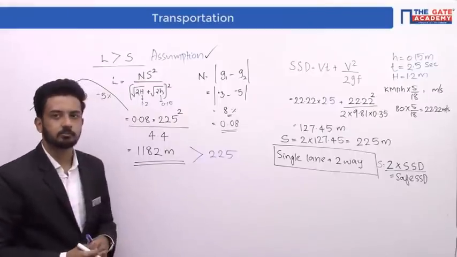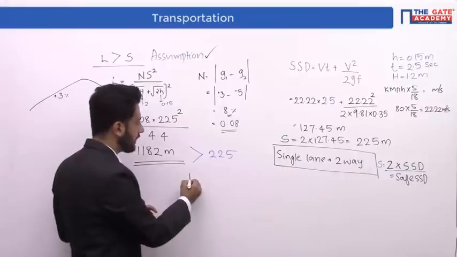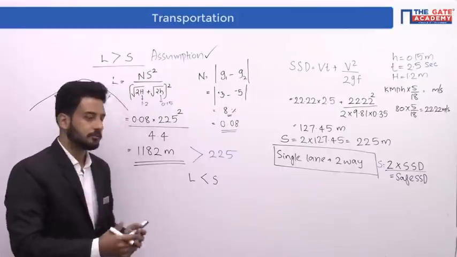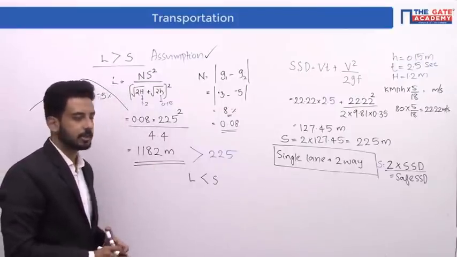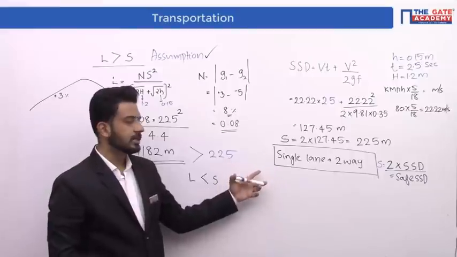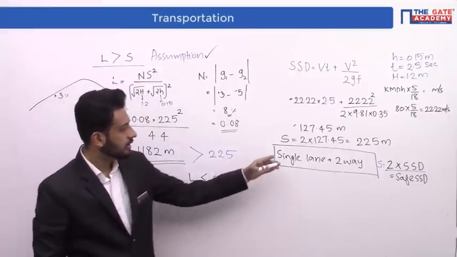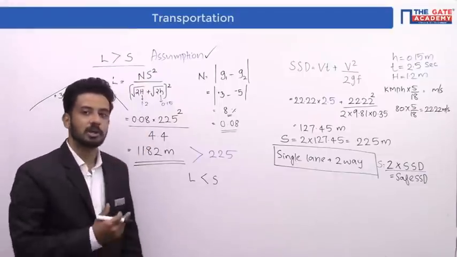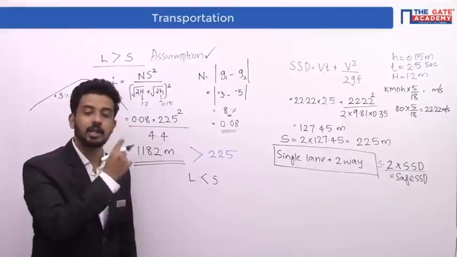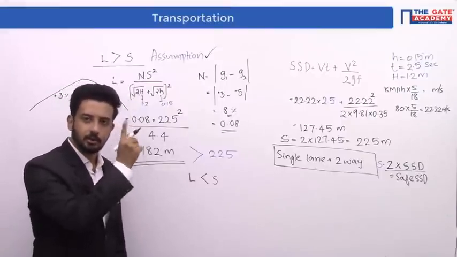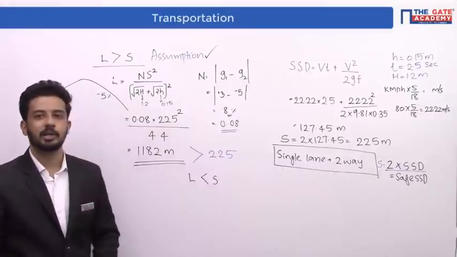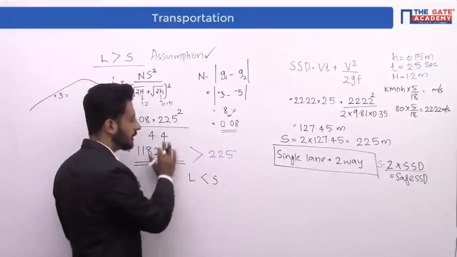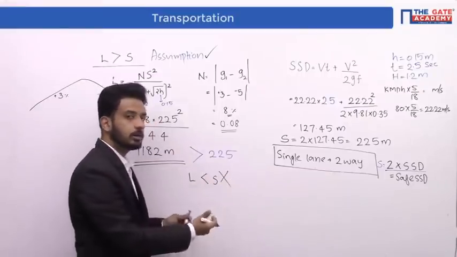After calculation, we got some value of L which is less than S after checking. After obtaining the value of the length of the summit curve, we found that it is less than the safe stopping sight distance, which means the assumption we made initially was actually wrong. Based on that wrong assumption only, we have calculated the value of L. Then whatever value we have obtained will become wrong.